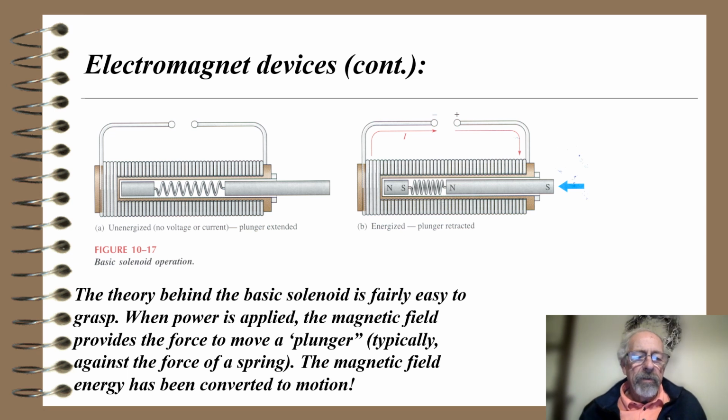Unenergized, with no voltage or current, the plunger is extended. In figure 10-17b, if the coil is energized, the plunger is retracted. So the theory behind the basic solenoid is fairly easy to grasp. When power is applied, the magnetic field provides the force to move a plunger, typically against the force of a spring. The magnetic field energy has been converted to motion.